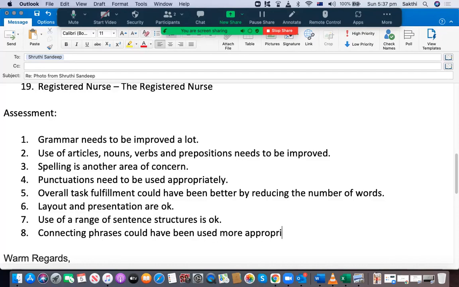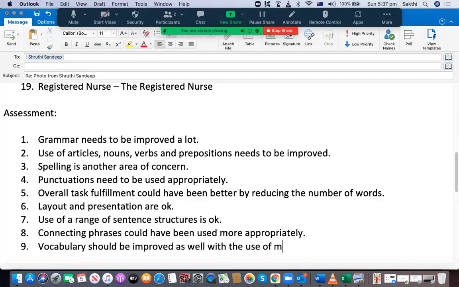All right, so that's one issue with that. And what else? Vocabulary should be improved as well, with the use of more formal words and synonyms. All right, that's what you have to do.